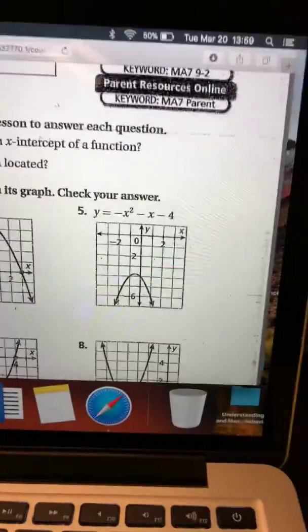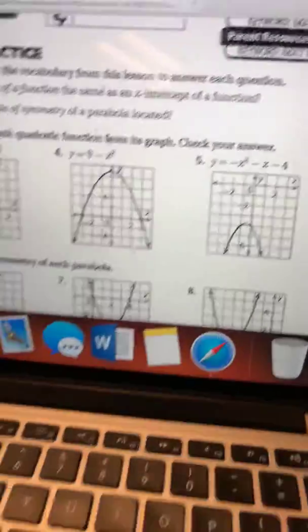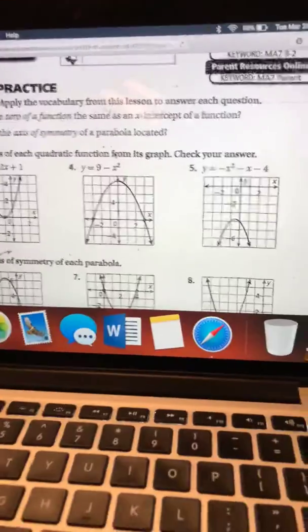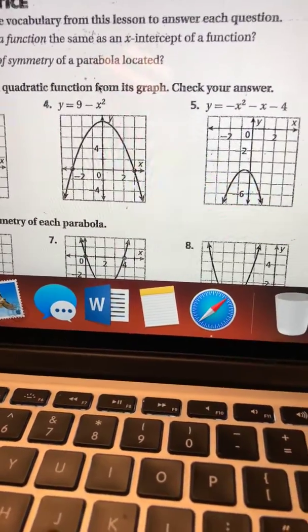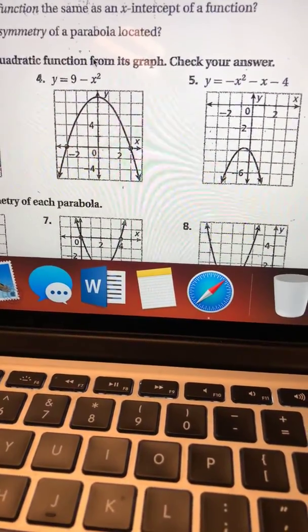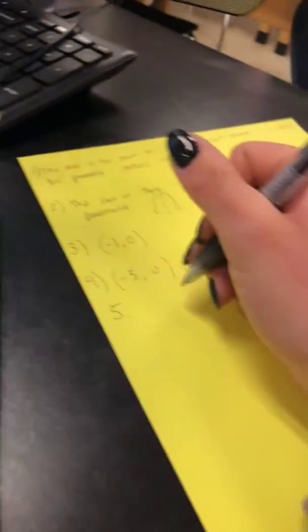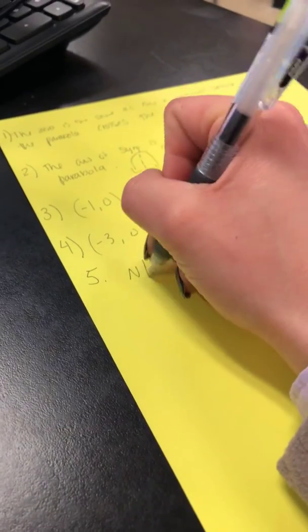Go ahead and try 4 and 5 on your own. 5 is a little bit tricky. Take 2 minutes to do those. For number 4, you should have gotten -3, 0 and 3, 0. And for number 5, there are no zeros. So you could say NA or no zeros.